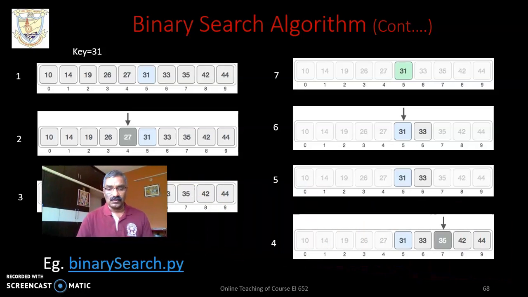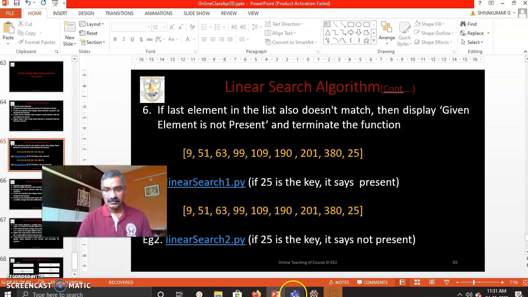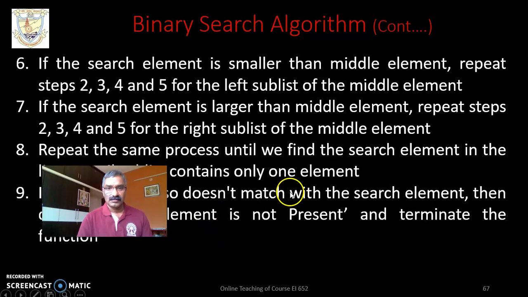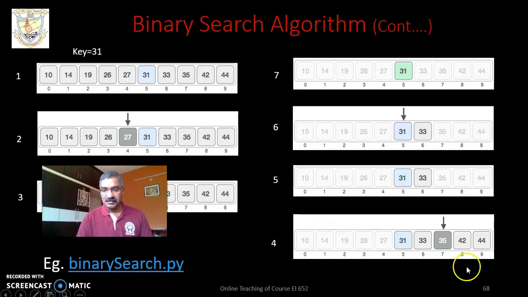In step number 4, what does it do? It goes here and checks the next middle element between 5 and 9. 35 is the middle element. It checks with the 35. Is 31 equal to 35? No. Since 31 is less than 35, it checks the sublist on the left side, the left sublist.